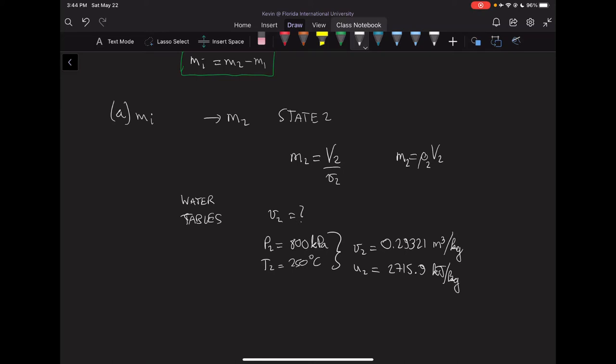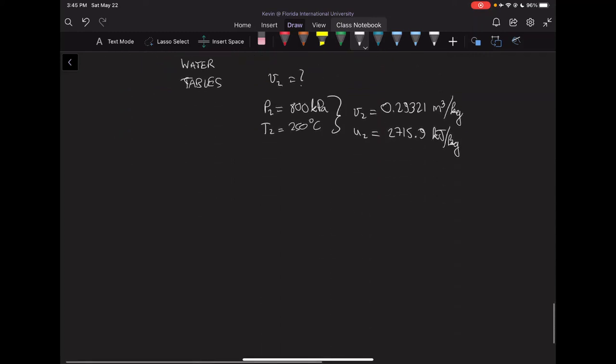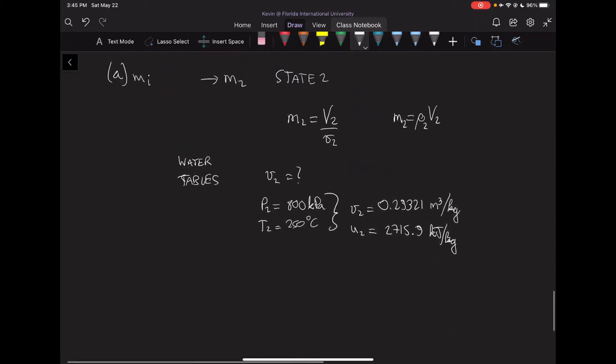We know that in part B we're looking for Q, therefore we know that we need U2, and we can find U2 from our tables directly. Okay, so now that we have specific volume 2, we can say that mass 2 is equal to V2 over specific volume 2, which is equal to 0.6821 kilograms. Okay, once you do the math.